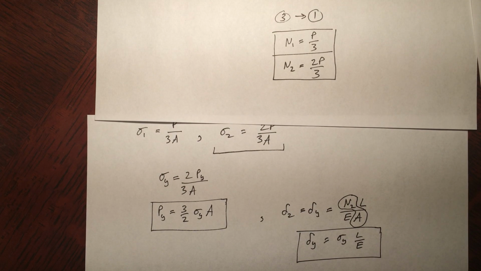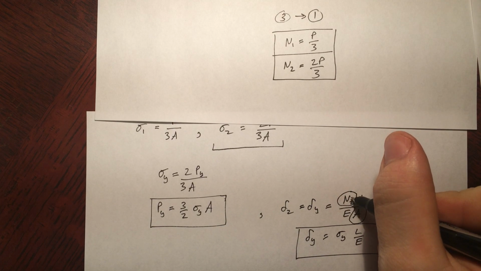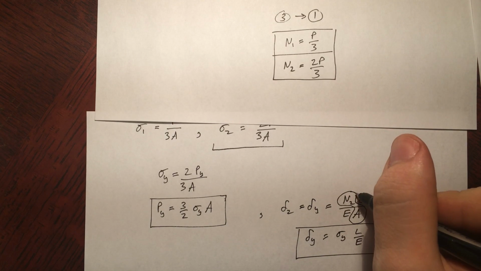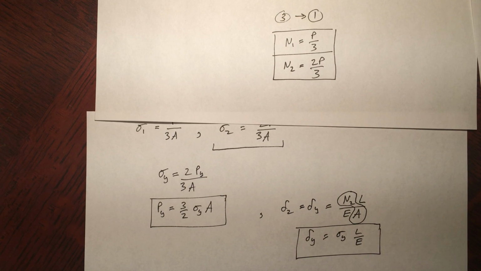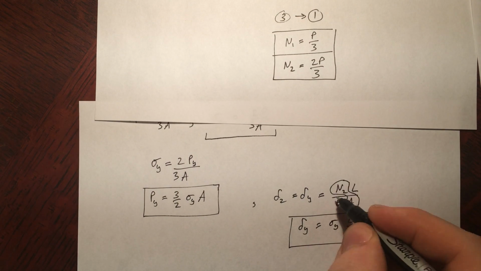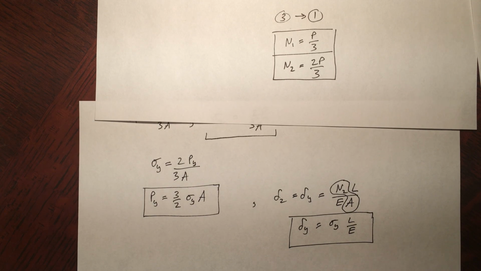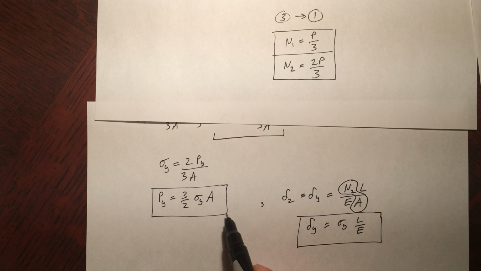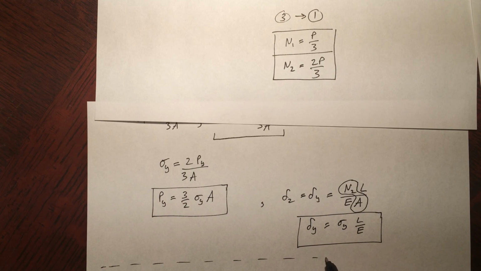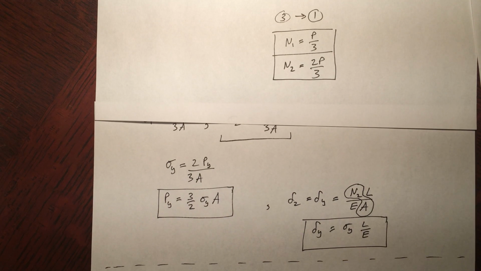Kind of weird. Take a second to understand why that's true. If this member is in yield, that means the stress in there is going to be at sigma yield. So that means N2 over A has to be sigma yield, and it gives you this answer here. So when we plot this later, this is going to be the first point of our graph. Now we have to find when it's in the fully plastic region.